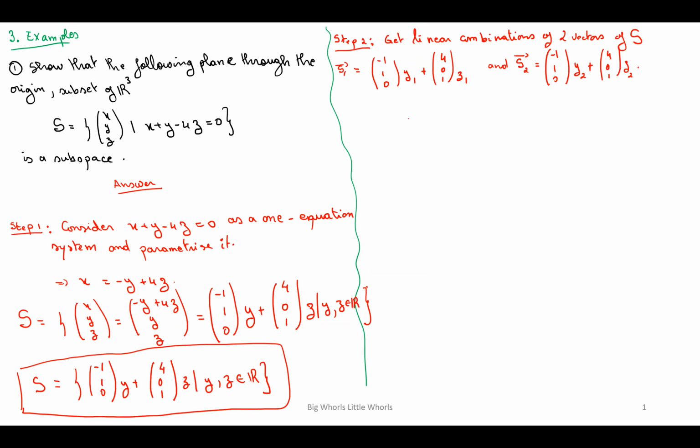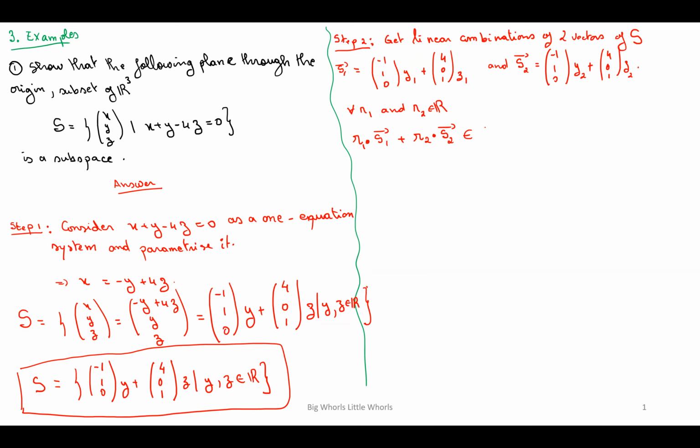So the lemma says if this is a subspace, then it is going to be closed under the linear combination of these two. That means we need to prove that, let's say we have r1 and r2 elements of R, if we have r1 times s1, so that's a scalar multiplication of that vector, plus the scalar multiplication of vector 2, this must be an element of S.